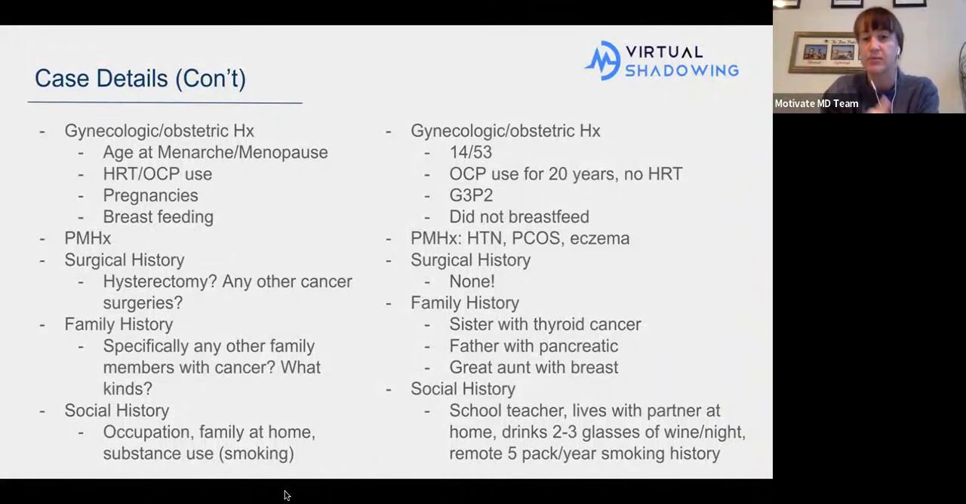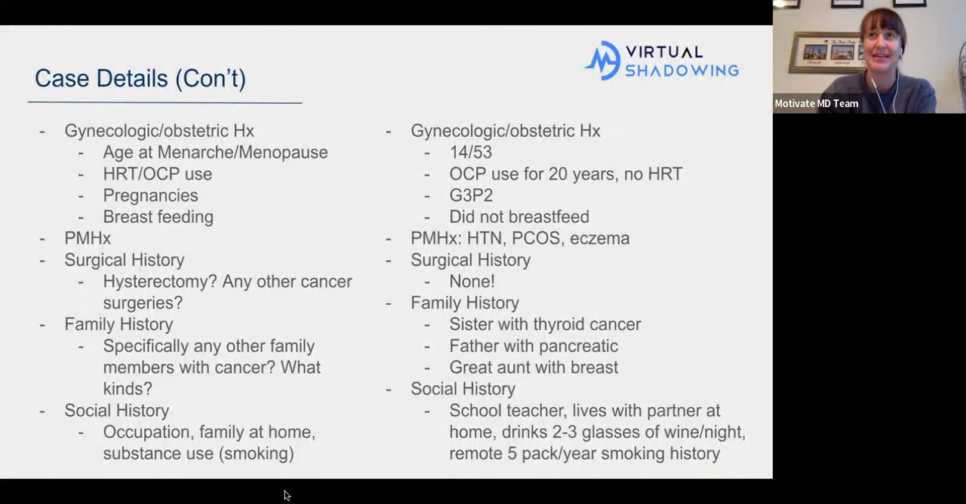Okay, so then in her past medical history, we've already covered it. She has hypertension, PCOS, eczema. Surgical history, we always ask about because for someone like this patient, I want to know if she still has all of her reproductive organs, because that can play a factor in selecting which kind of drugs to use as we're treating later down the line, so on and so forth.